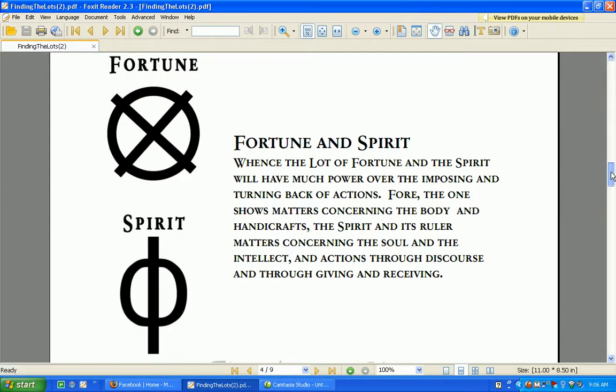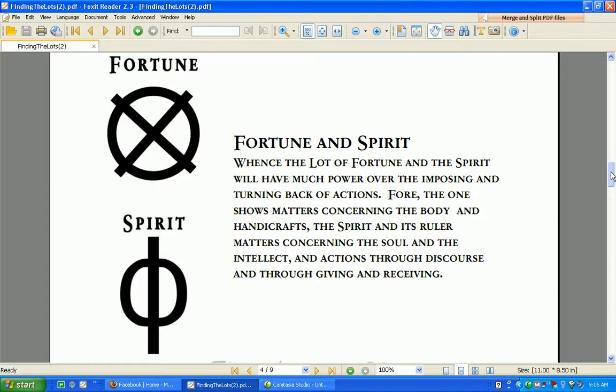And Valens says about the lot of fortune, whence the lot of fortune and the spirit will have much power over the imposing and turning back of actions. For the one shows the matters concerning the body and handicrafts, that's fortune. The spirit and its ruler matters concerning the soul and the intellect, and action through discourse and through giving and receiving. So I like to equate fortune with the road that we take towards fortune.